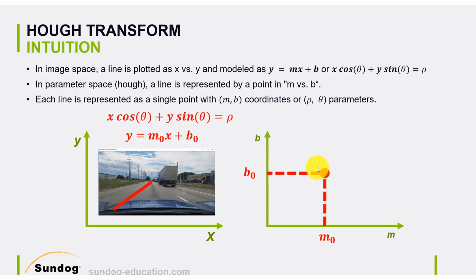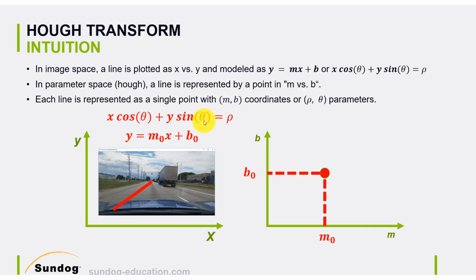Again, this dot represents a straight line, which is m and b, okay? In the same fashion, I can represent in the Hough space, again using this equation, the exact same point using what we call rho and theta parameters, or rho and theta values. All right? Again, why are you teaching me this?